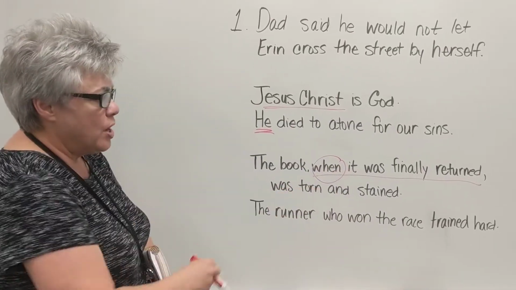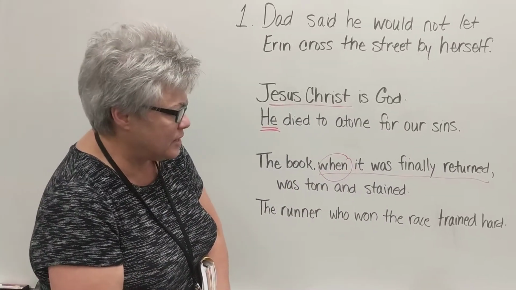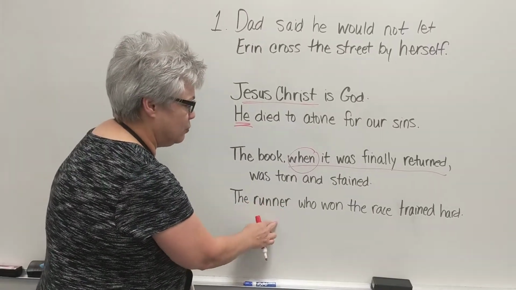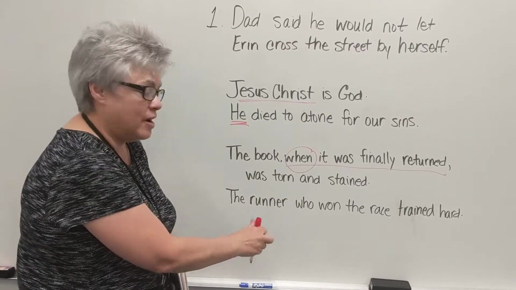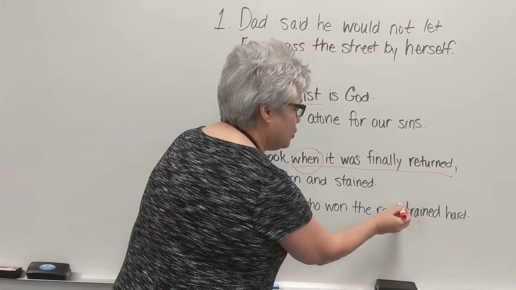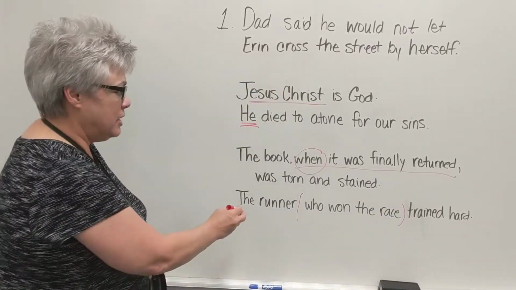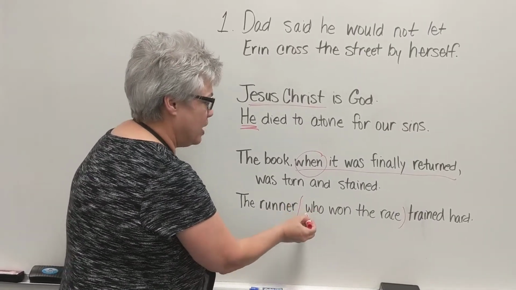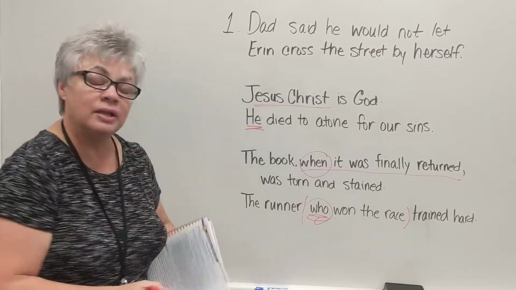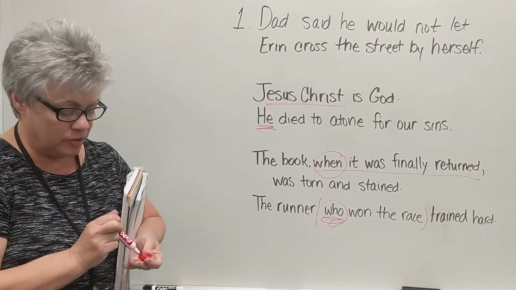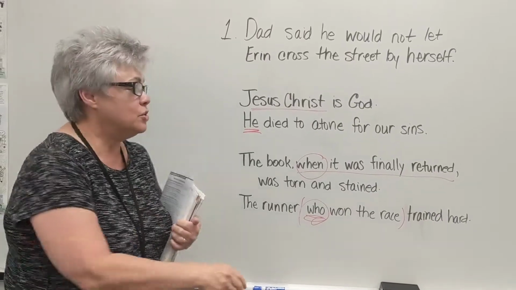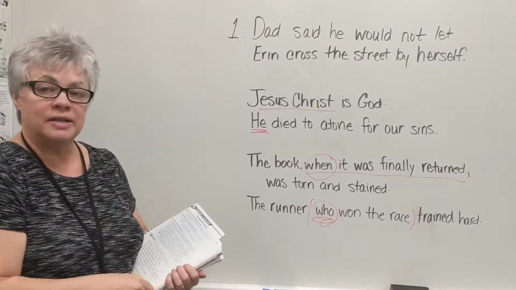The runner who won the race, trained hard. Here's another one here. It comes right after the noun that it's modifying. It's beginning a clause or a phrase right here. It's a clause. The runner who won the race, right here. Here's another relative pronoun. So that's what those are. But like I said, we don't have to remember the kinds right now. Just be aware that there are different kinds.